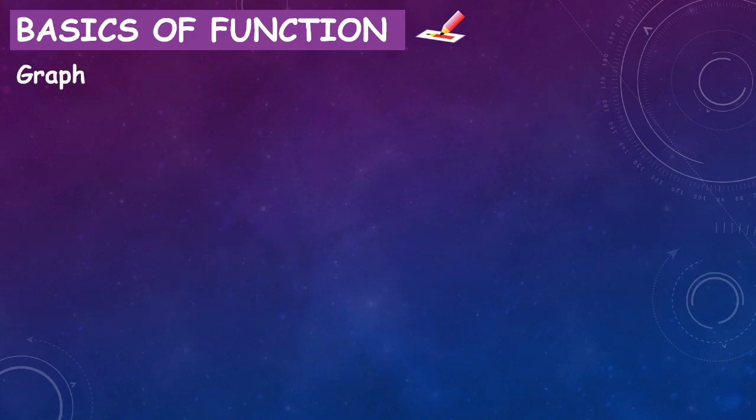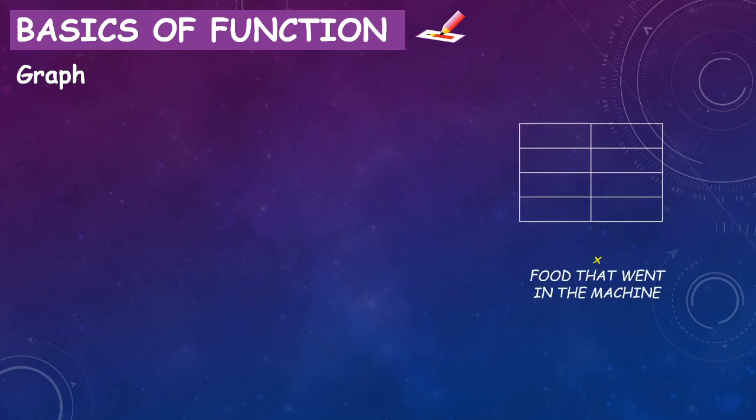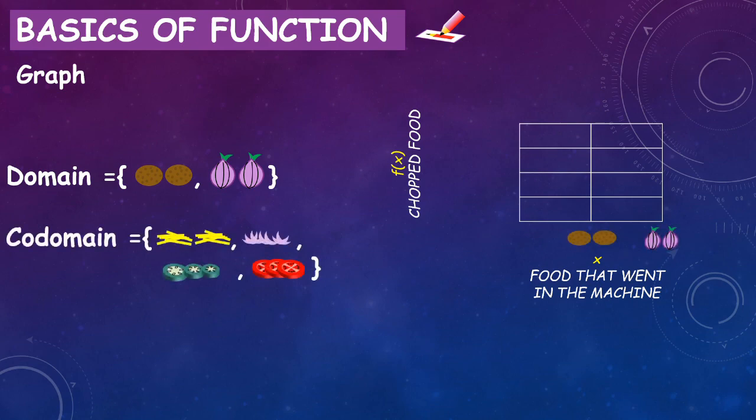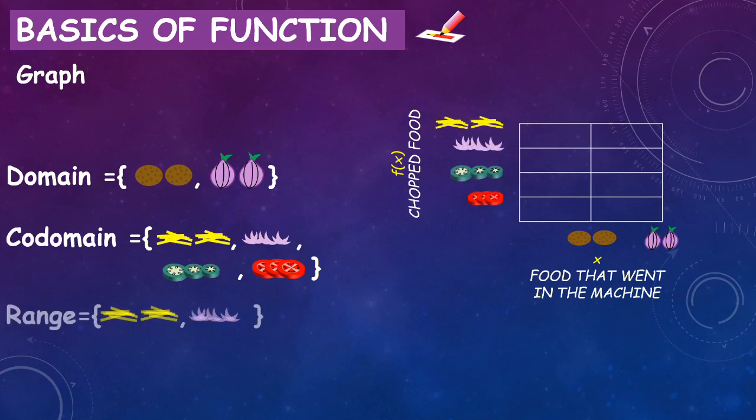Another way of expressing functions is to use a graph. The x-axis is the domain, which is food that went into the machine, and the y-axis is the codomain, which is all the chopped food that the machine is capable of producing. The potatoes and the onions will go to the x-axis. The chopped food that the machine can produce will go to my y-axis. And we will plot the range against the domain.